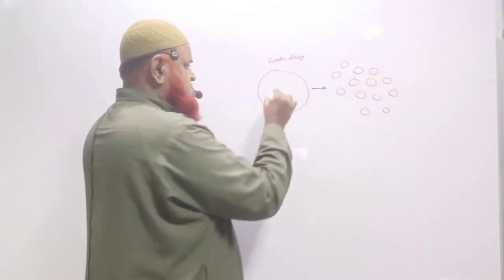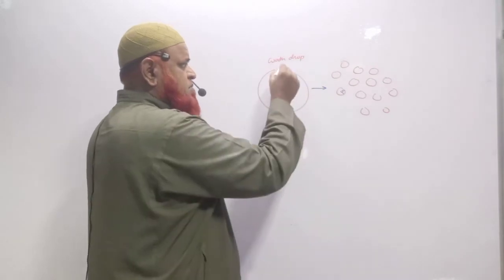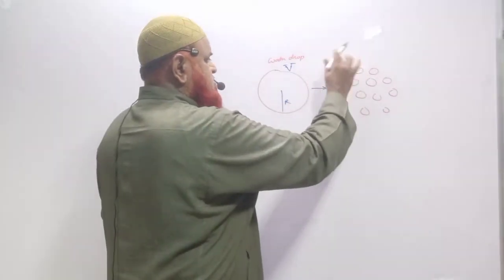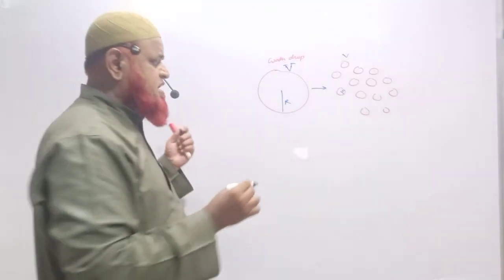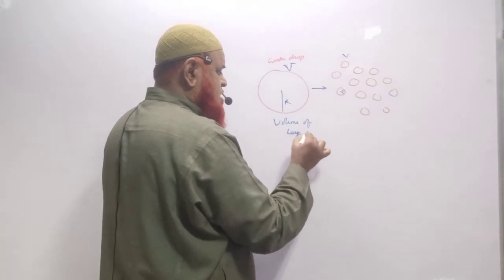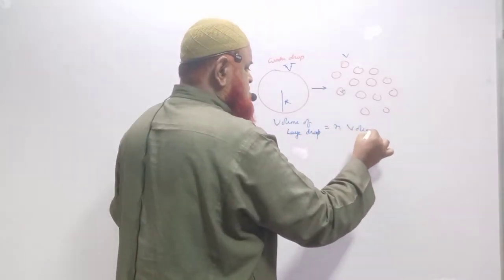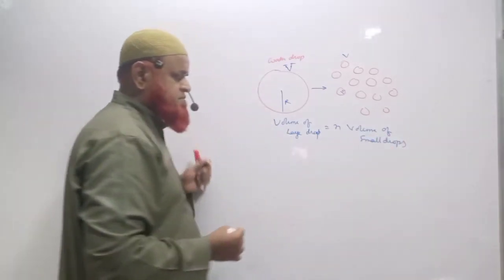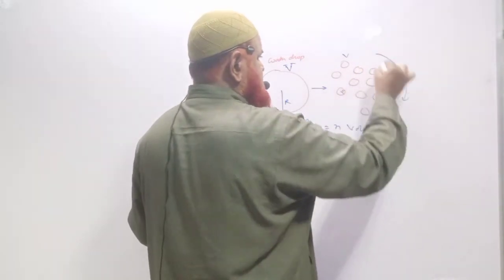And what is the radius of the larger drop? R is the radius of the larger drop. Small r is the radius of the small drop. This volume is capital V and this volume is small v. The volume of the small drop is taken as small v here. Then you know one thing here. What is that? Volume of large drop is equal to n times the volume of small drops. So volume of the large drop, how many drops are there? Just now I told you these are n drops.